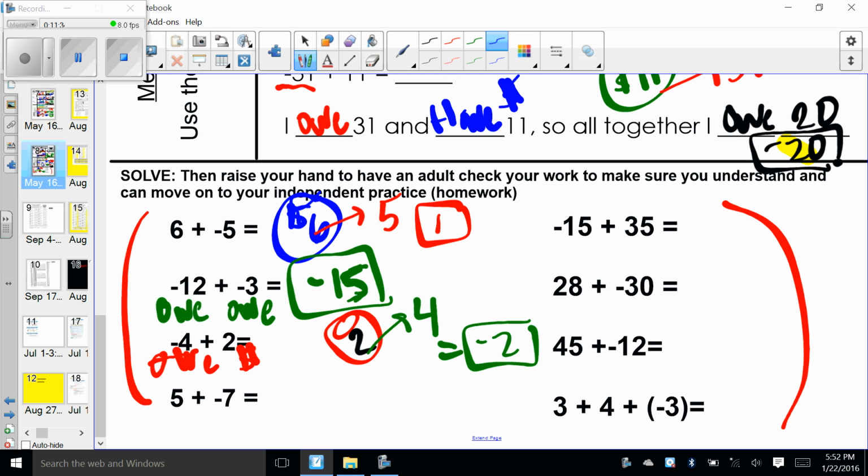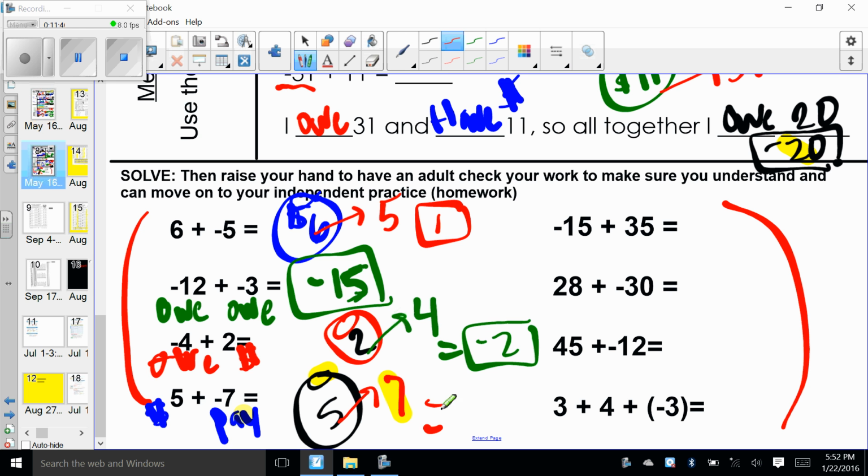All right, next example. I have $5. I owe or I have to pay 7. So I have this bank. It has 5 in it. The question is, can I take $7 out of a bank that has 5 in it? The answer is no. I still would need $2, so negative 2.